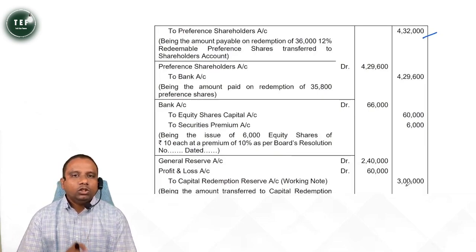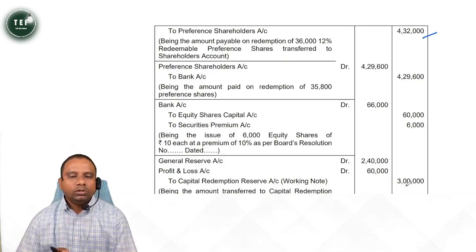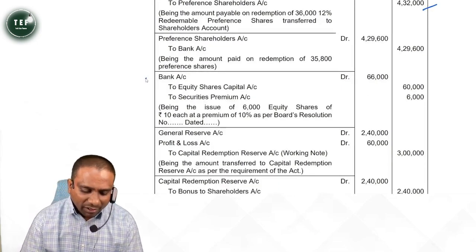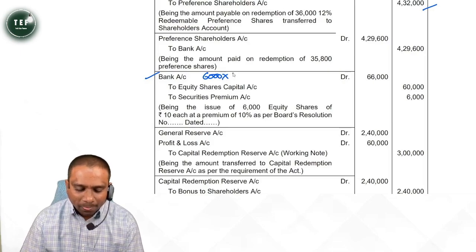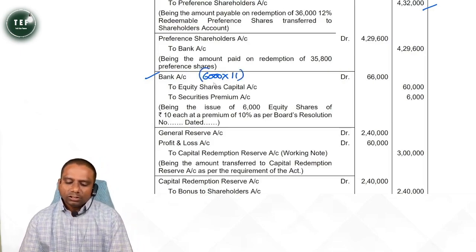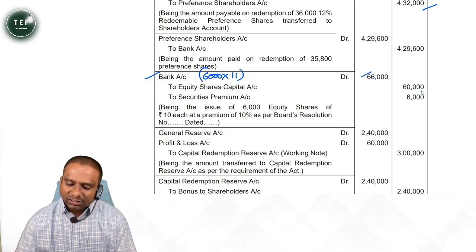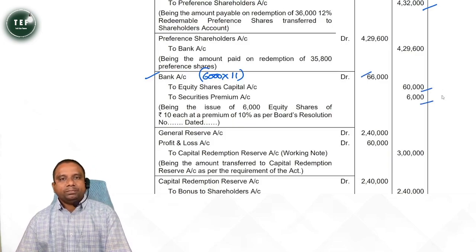Here we are issuing new equity shares. What is the entry we record? Bank account debit. 6,000 shares into how much amount do we receive? 11 rupees. So 66,000. Out of that, 60,000 is capital and 6,000 is premium.